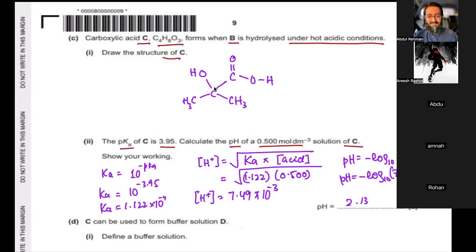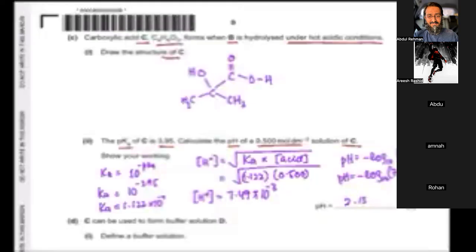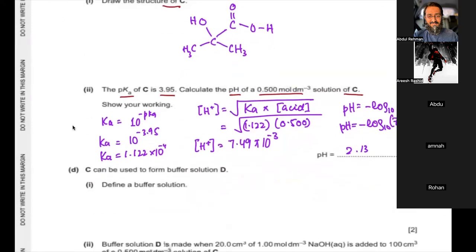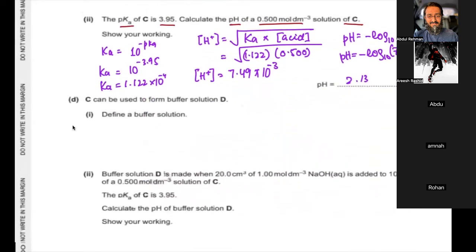Okay. Now, next part. No, weak doesn't mean that it's pH 5 to 6. pH 2 or 3 are also considered weak.